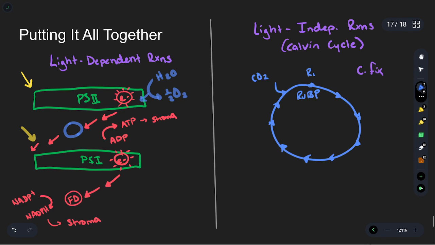Rubisco helps catalyze the reaction between ribulose bisphosphate and CO2, which is highly unstable, and so it's going to break apart to form 2 molecules of 3-phosphoglyceric acid, our carbon compound. So we went from atmospheric inorganic carbon to organic compound to help produce these sugars. That's what happens in carbon fixation. We need ATP, so we use ATP here.